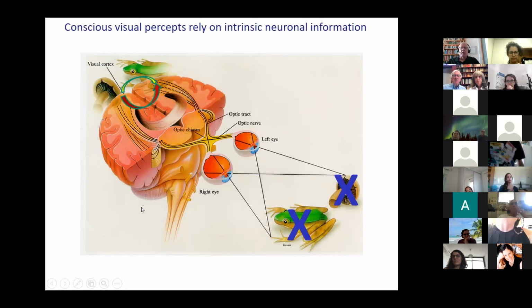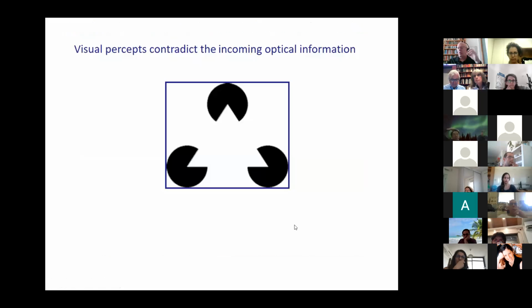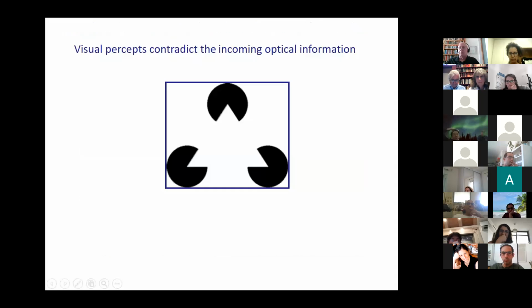I would like to argue that the information is intrinsic to the visual system, and it is not a copy, a representation, or a processing of the optical image coming from outside. The information is available already in the high order visual areas. Now, I would like to give two sort of phenomenal or optical illusion illustrations of this point before I go to the neuroscience of that.